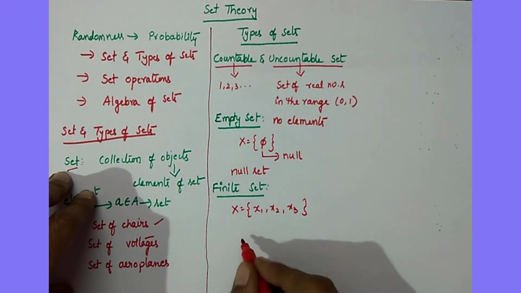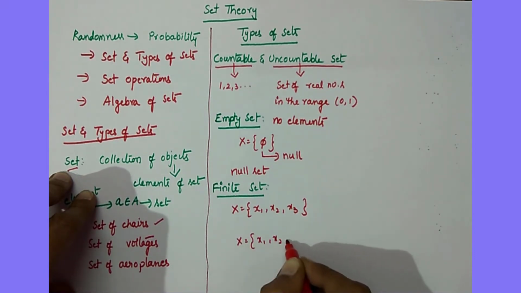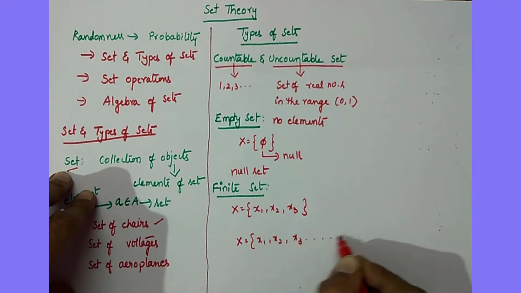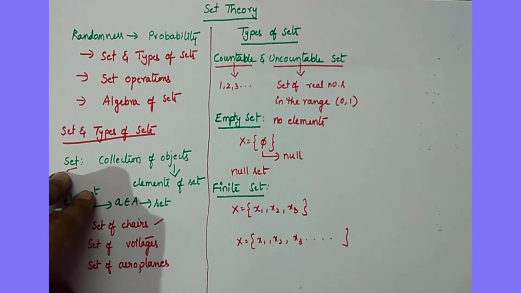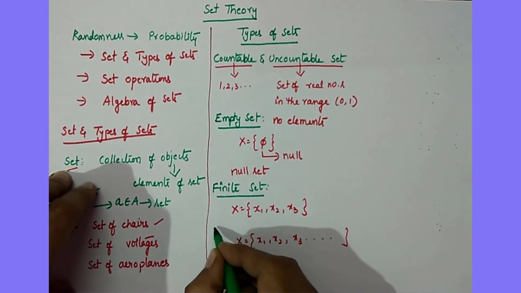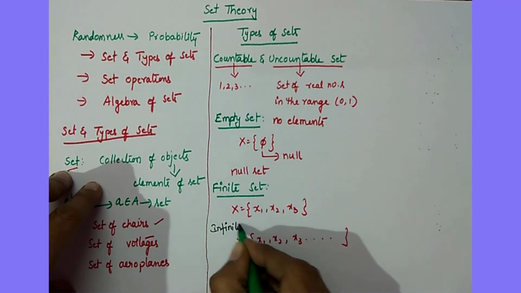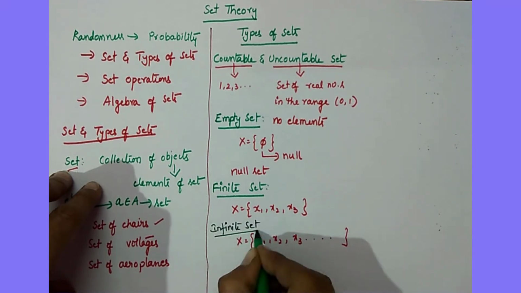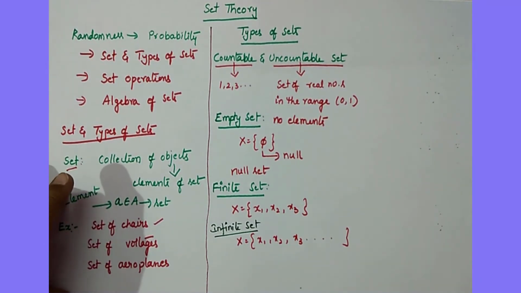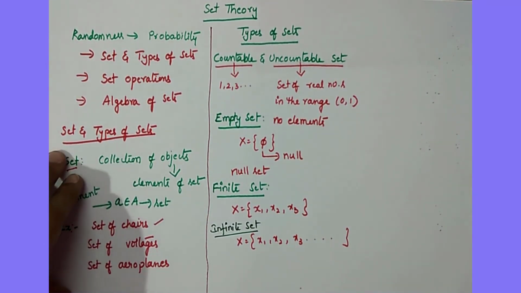Suppose the set is like this, you can count the numbers but it is not terminating. This type of set is called an infinite set.